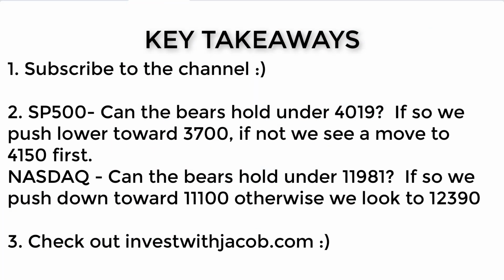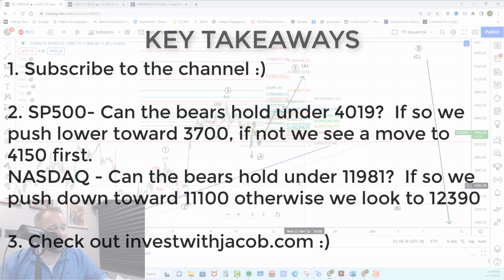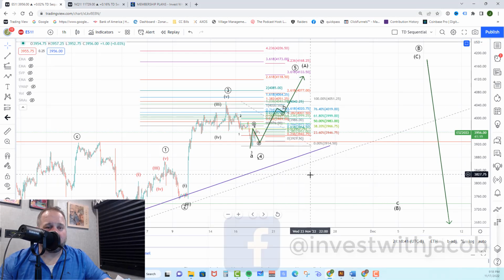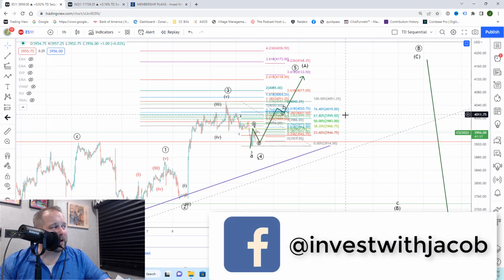All right, key takeaways for today. It all comes down to the resistance levels. 4019 on the ES needs to hold for the more immediate move down toward 3700. If that's the case, we should start to see a pretty strong sell-off from that area or below. However, if they are able to push over 4019, we should look for that 4150 area in wave 5 before then seeing a pullback towards 3700.